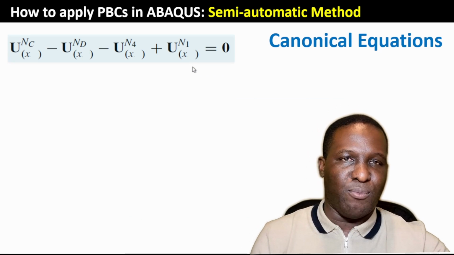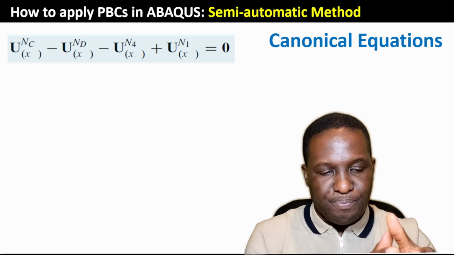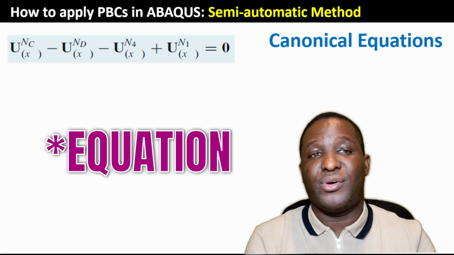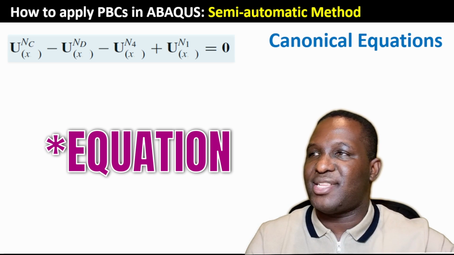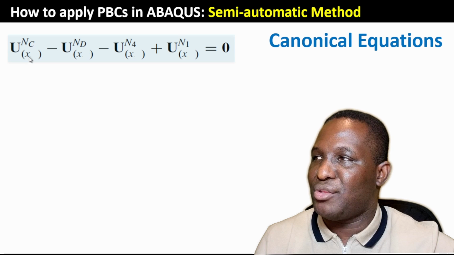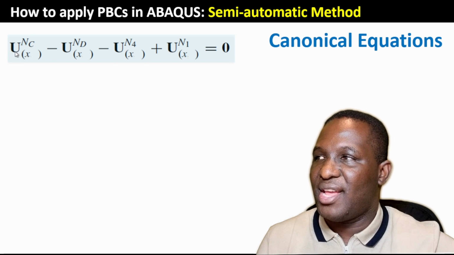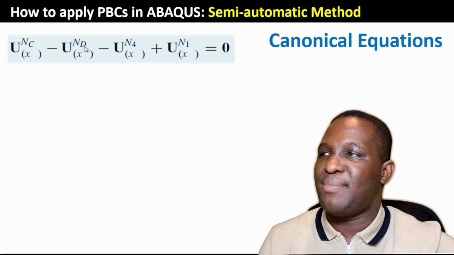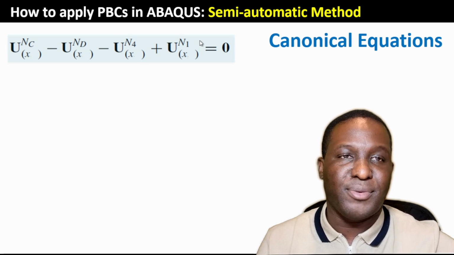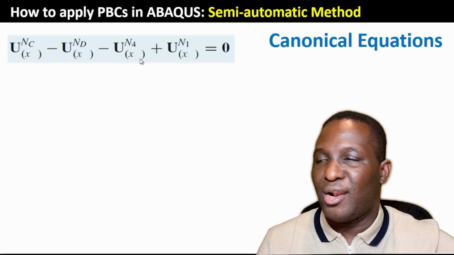So let's look a little bit more at this canonical equation. There is a function in ABAQUS called *EQUATION that does this kinematic linking, and we're going to use that. Basically, along the X direction, this is the equation: node C minus node D minus the displacement of node 4 plus the displacement of node 1 equals 0, along the x direction.